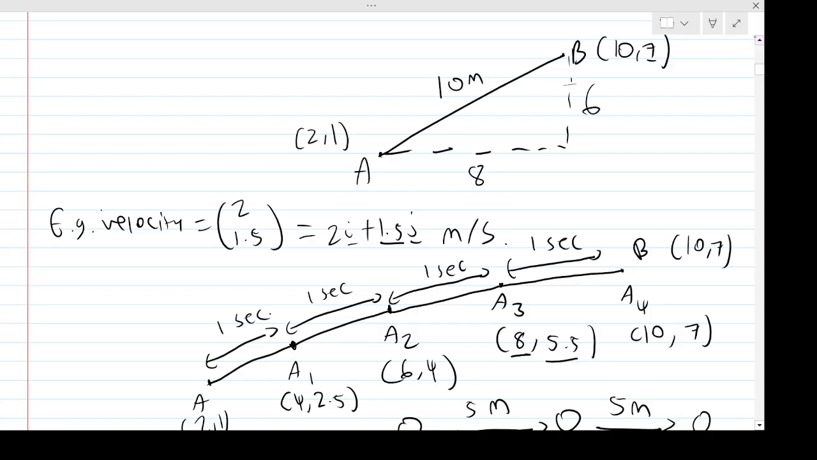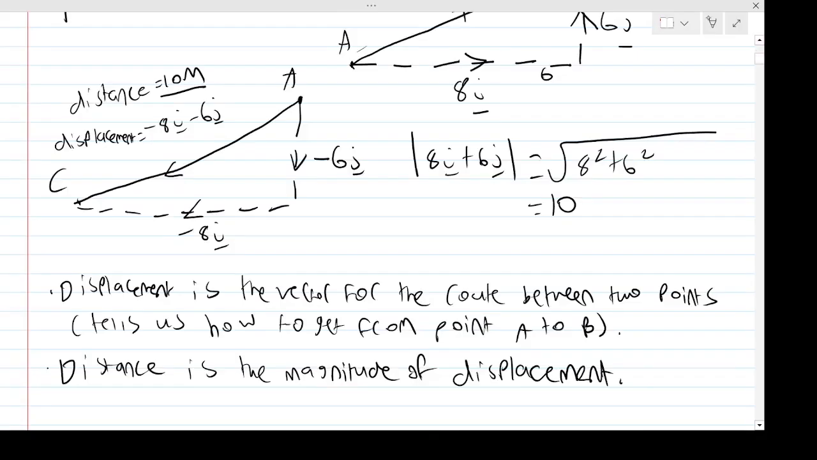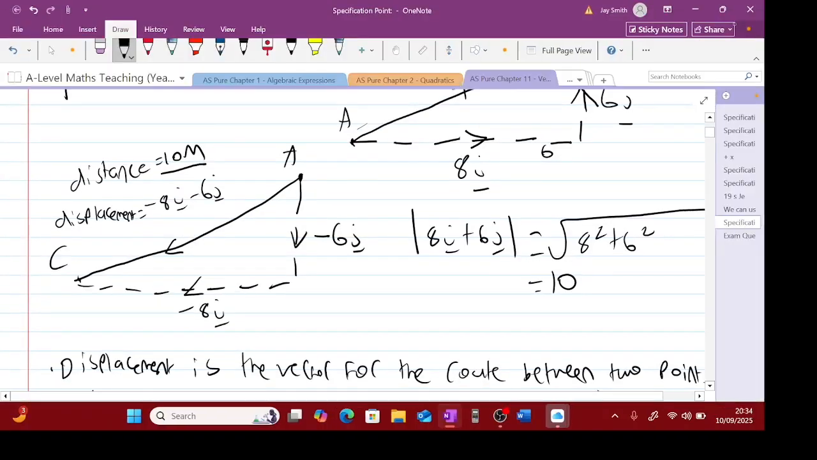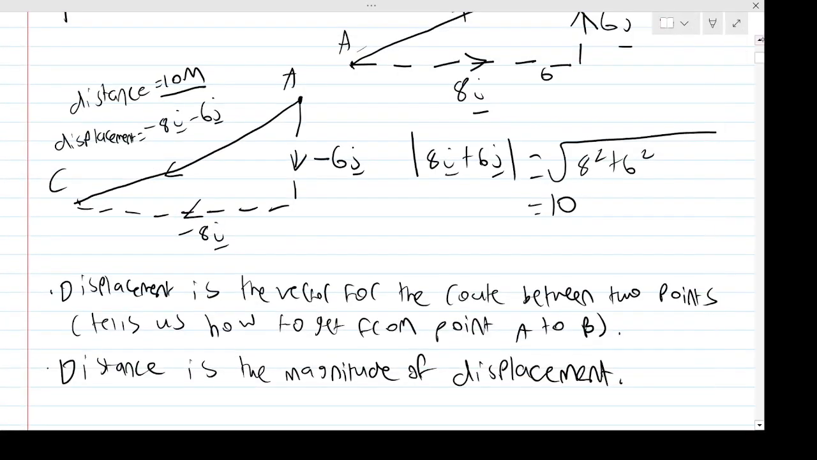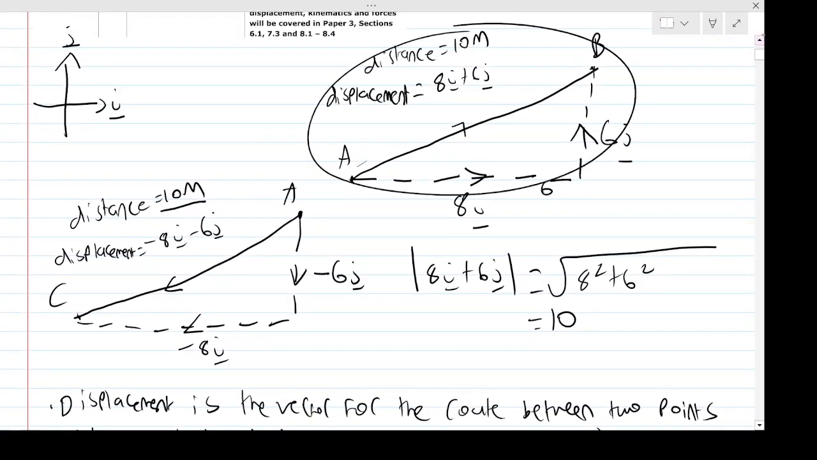And eventually it gets to my destination after so many seconds, if I keep adding by that amount. So again, the crucial difference between velocity and displacement is that displacement gives me the overall vector from A to B. If I look at this again, my displacement from A to B here is just 8i and 6j. That's the overall journey from A to B.